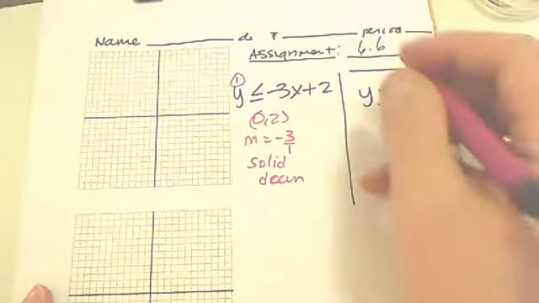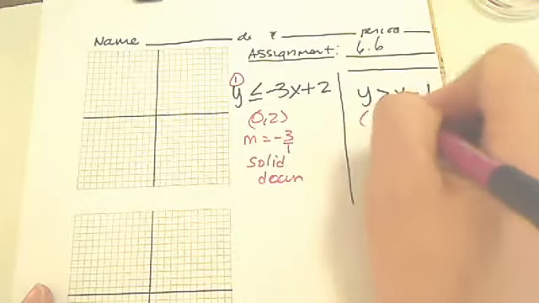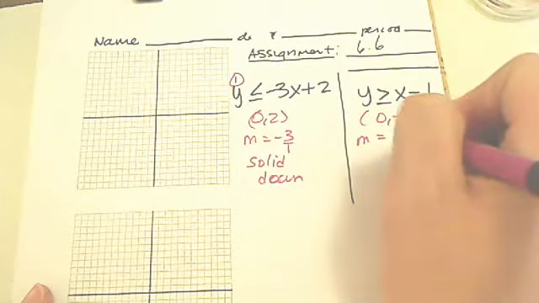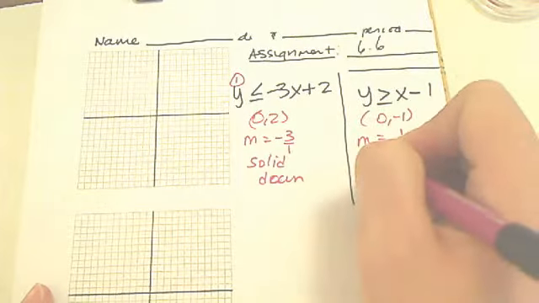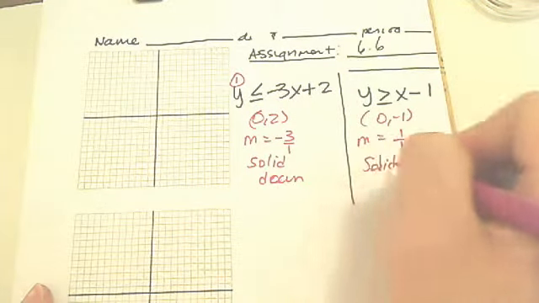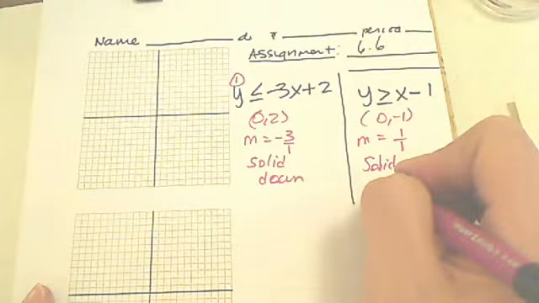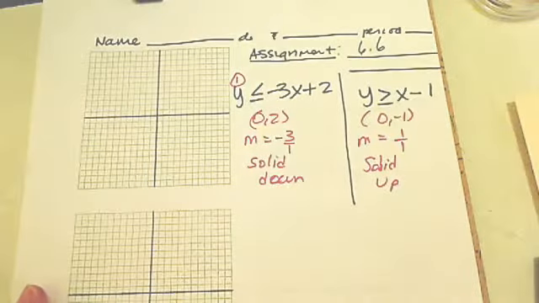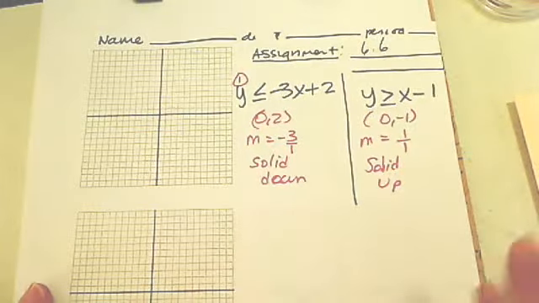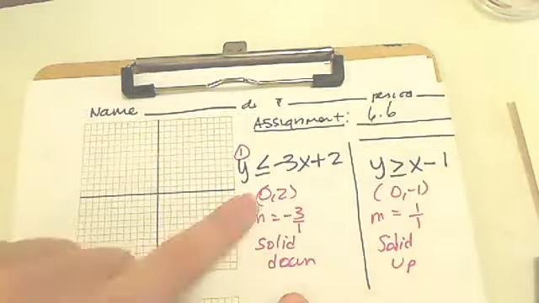All right. The next one, Emily. Tell me the first point we're graphing. Excellent. Slope, please. Excellent. Line, please. How about solid? Solid. And shading, please. Greater than. Up. Solid up. I write it down so that I know what's going on. Okay? So now that we have the information, graph it.